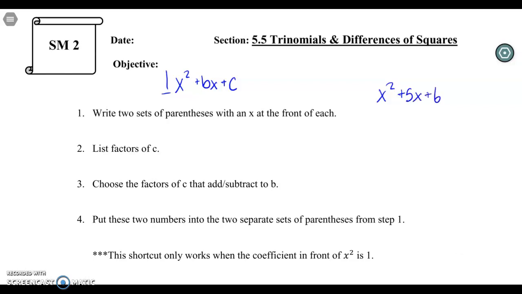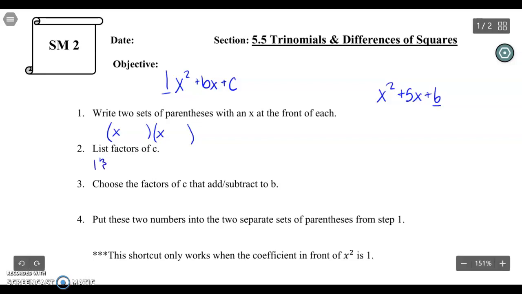So my first step is to write two sets of parentheses with an x at the beginning of both of them. Okay, we're actually already starting to write our final answer. The next thing to do is we're going to list the factors of c. So in this case, our c is 6. So it's a positive 6. So 1 and 6 would be factors. 1 times 6, 2 times 3, and we could also have -1, -6, and -2, -3.